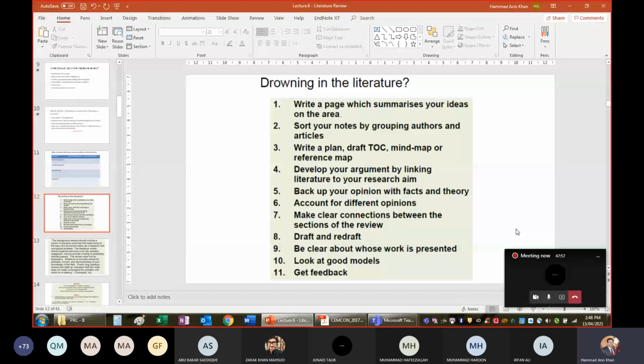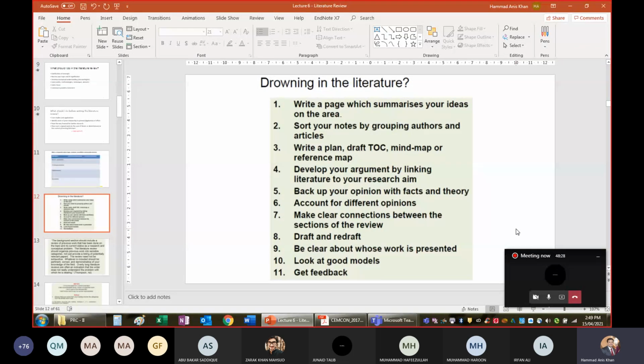Okay, thank you. So now, when you are doing the literature review, it is always important that you have a page and a pencil, and you try to summarize the ideas which you are reading, what articles you have studied, what the plans are, and you can use techniques like a mind map or draft a table of contents based upon what you are reading. And I will show you an example of a table of contents as well. And develop your argument by linking the literature to your research aim.